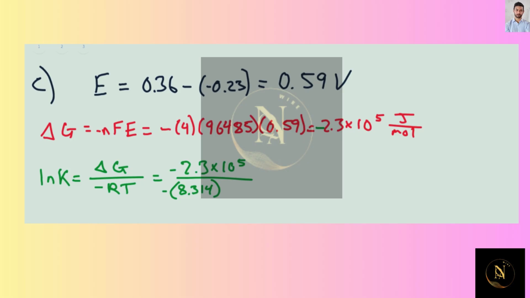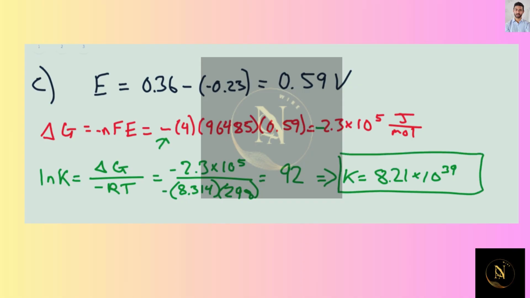So these values should be negative because of this negative here. And we get a value of 92. So when we set this number to e, we get 8.21 times 10 to the 39th power as our value for K.